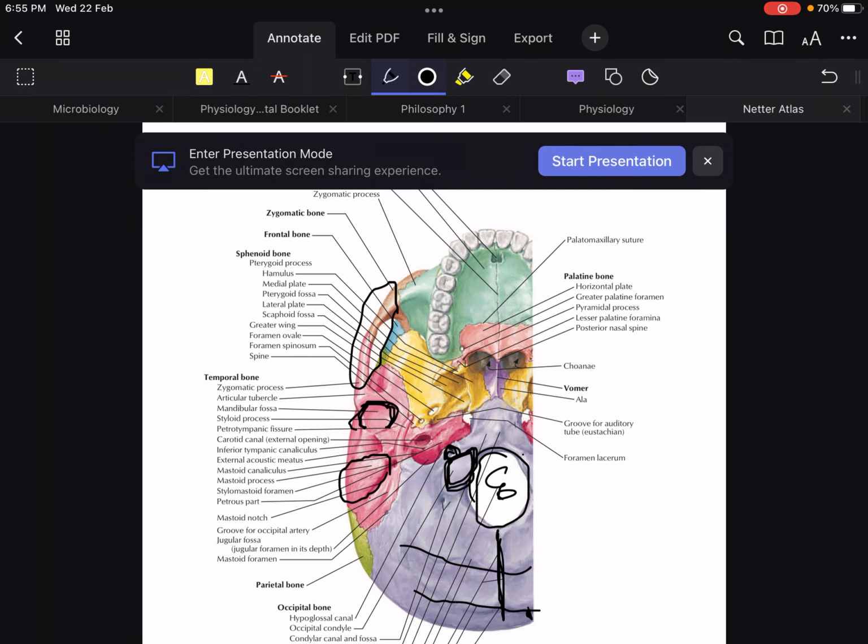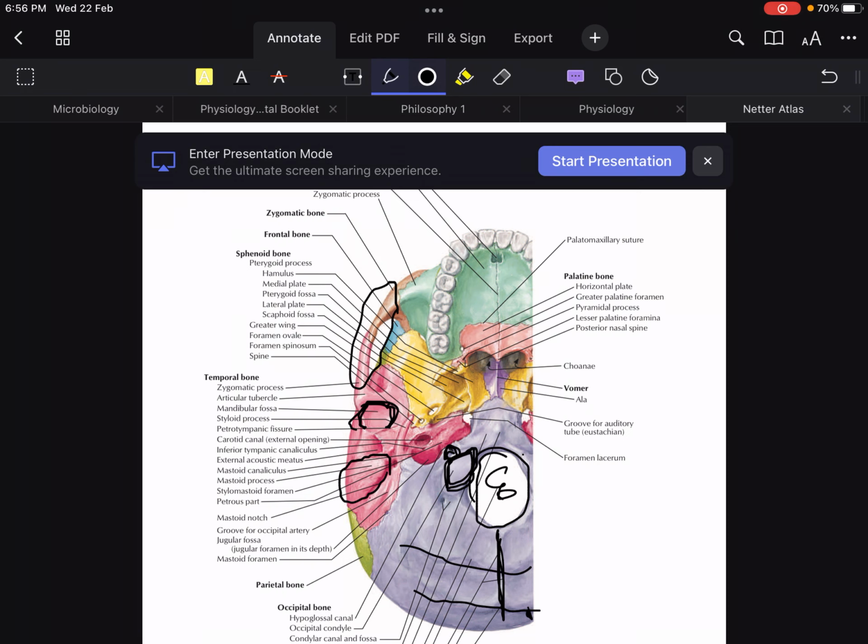We can say that the mastoid process is a part of temporal bone, and it's important because inside the mastoid process we have some air cells, and the infection through these air cells can spread to the middle ear, and that's why it's dangerous, and it can cause mastoiditis.